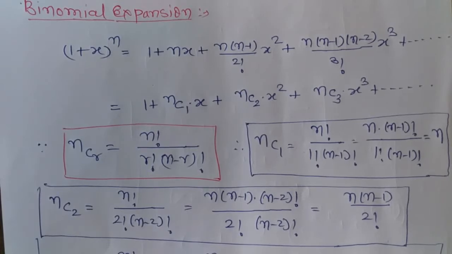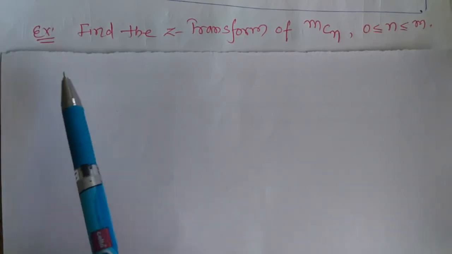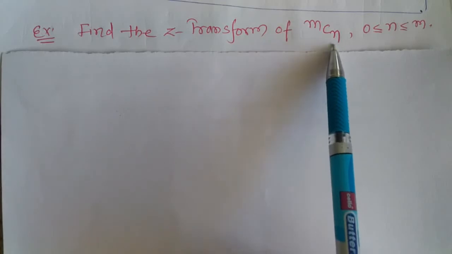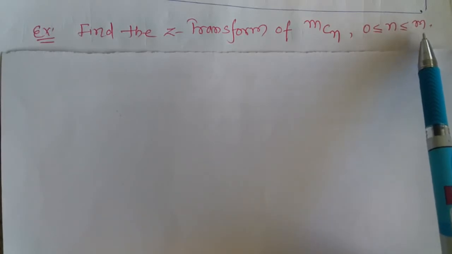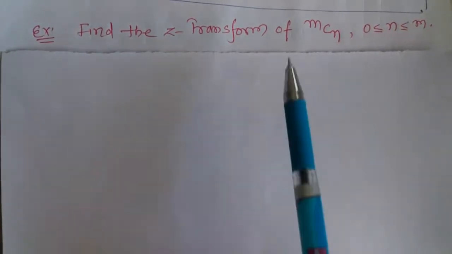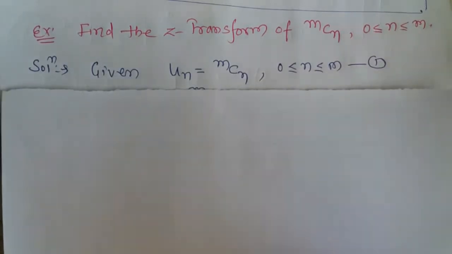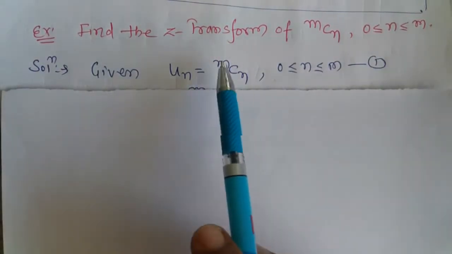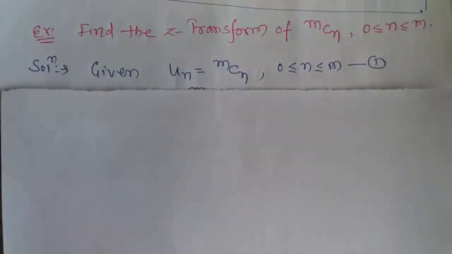Now we discuss a few important questions on binomial expansion and combination formula for Z transform. Our first example is, find the Z transform of mCn where n is greater than or equal to 0 and less than or equal to m. So n lies between 0 and m, and we have to find the Z transform of mCn. Given u_n is mCn.